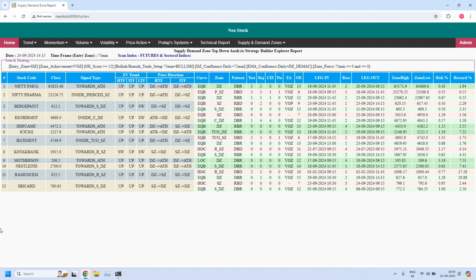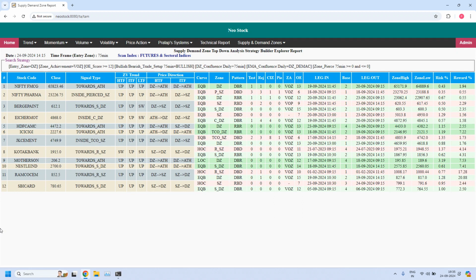So total 12 stocks are filtered. Currently all these 12 stocks are supporting bullish trade setup for weekly income trade, having a 75 minute zone with daily zone confluence, and the daily zones are also having EMA confluence.